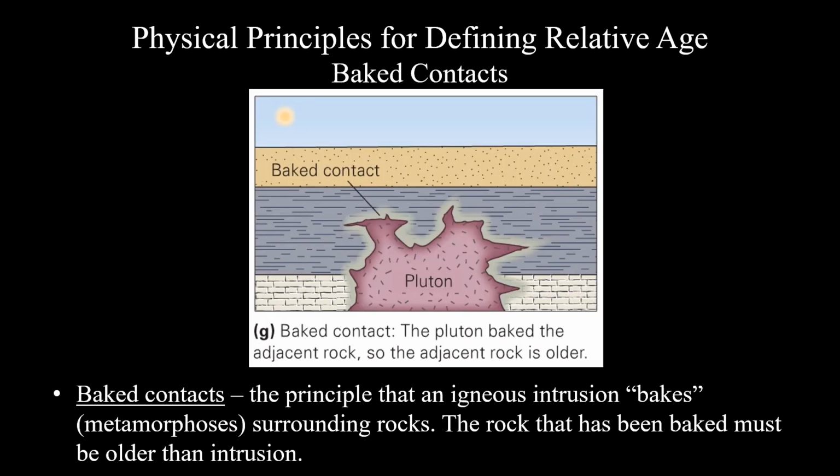We can also talk about baked contacts. This is another physical principle that helps us figure out a relative age. This is where a hot magma actually bakes the wall rock that is containing it. Because magma by definition is very hot, go back to igneous rocks if you need a refresher, that material is so hot it actually bakes the wall rock that it's holding, and we call those baked contacts. If you see a baked contact, you know that the material being baked must have existed, and then that magma intruded and baked that material.